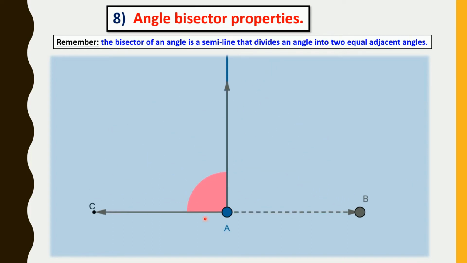And here, if you have a straight angle, this bisector is perpendicular to both sides and 2 right angles are formed.